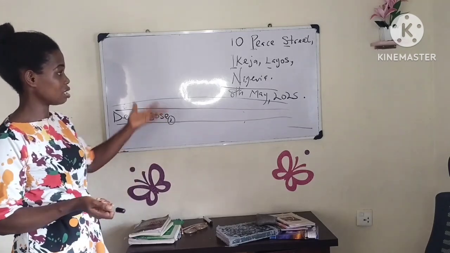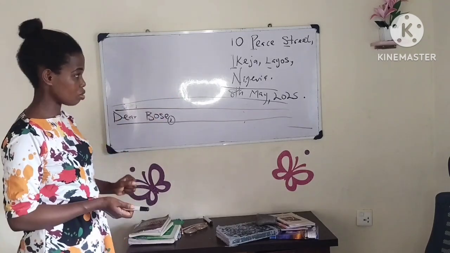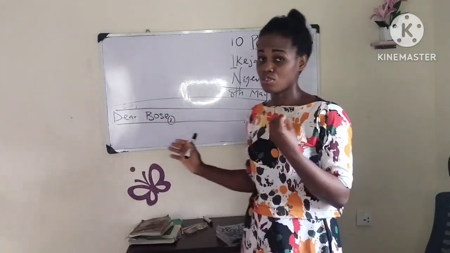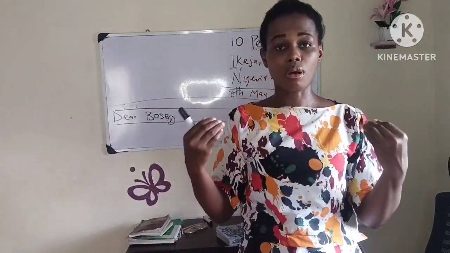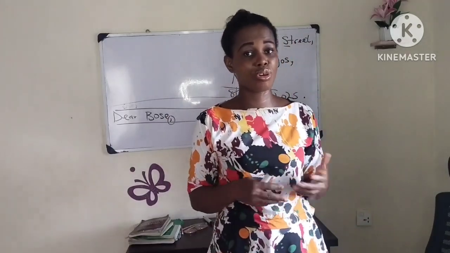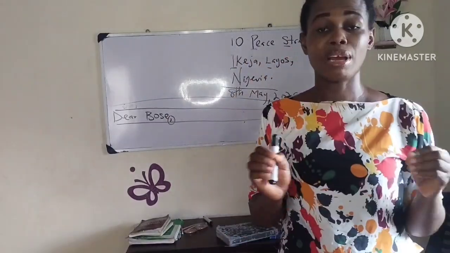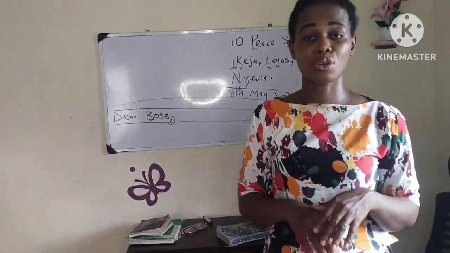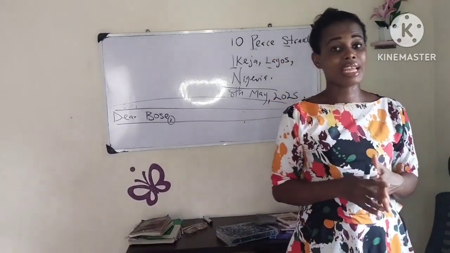That's how to write the salutation, the date, and the address. If you're able to get all this right, you would have earned some marks already before going into the body of the letter. In my next lesson, I'm going to teach how to develop the body of an informal letter. That's what we're going to focus on in my next video.